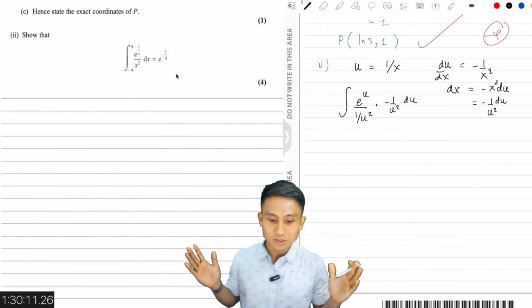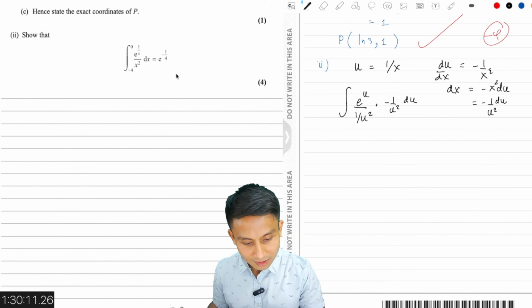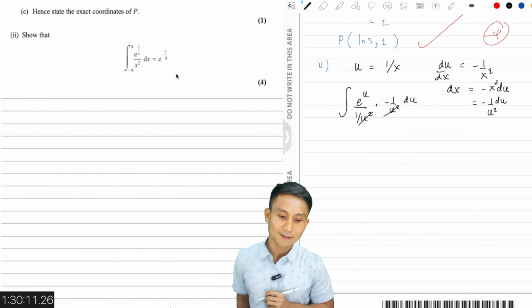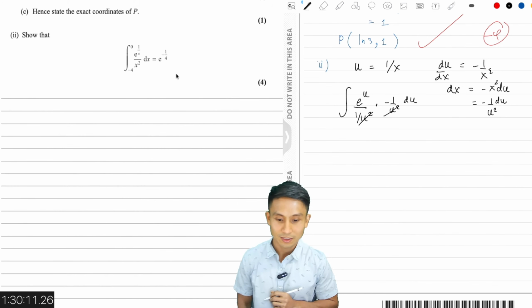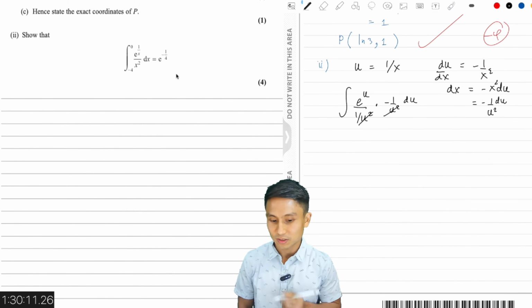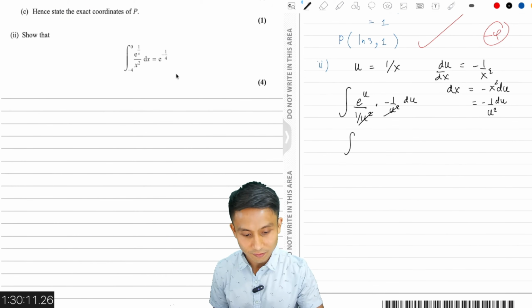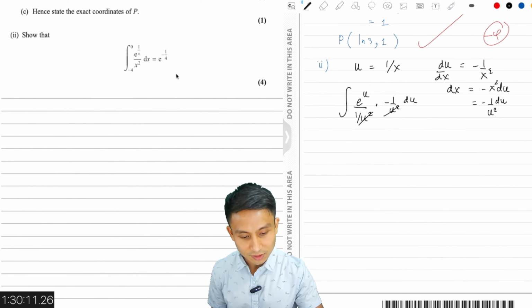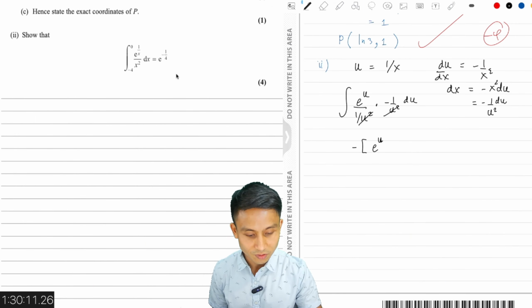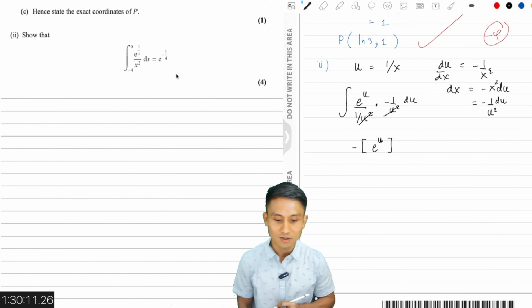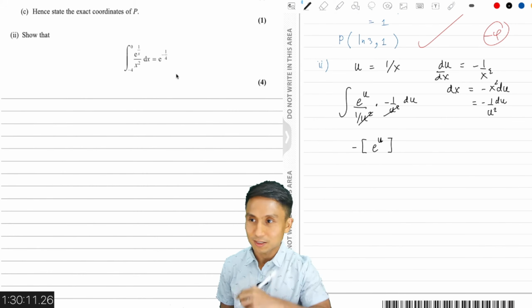Okay? And as you can see, there's some cancellation here because this guy can cancel that guy. Right? Because x squared is 1 over u squared, so it's going to cancel with that. So we only have the integral of e to the u, and that's just minus e to the u here, because e to the u integrated gives you e to the u. And the minus, I put it out.